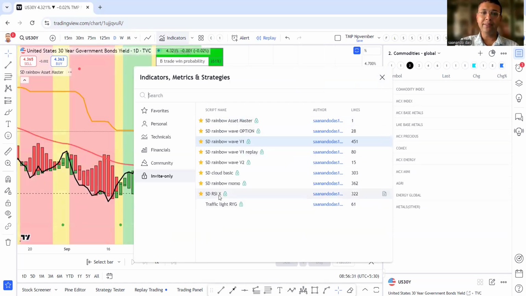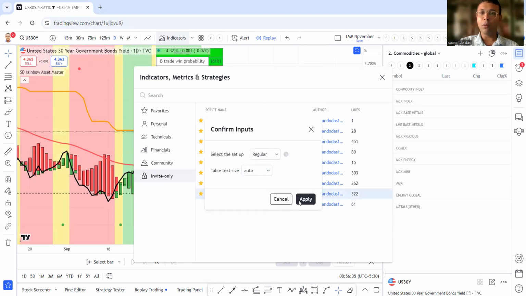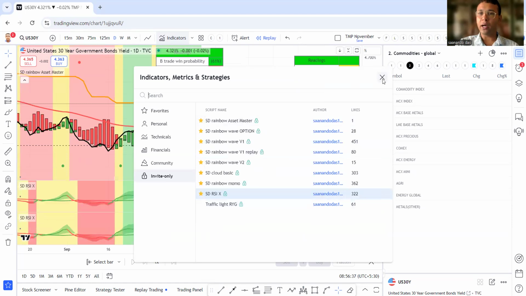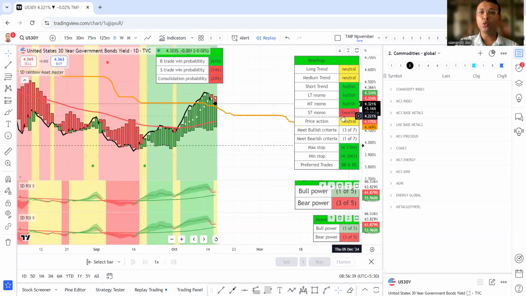Also, you need the SD RSI X to complete the Fountain of Gold setup, which is a 12-factor setup.